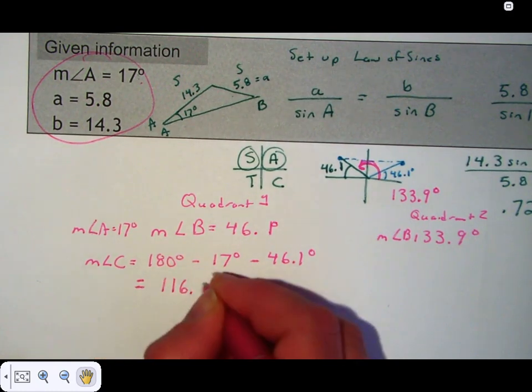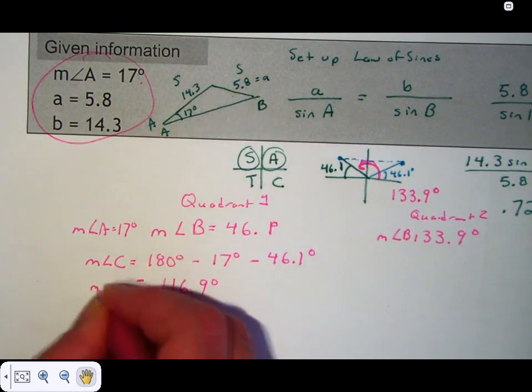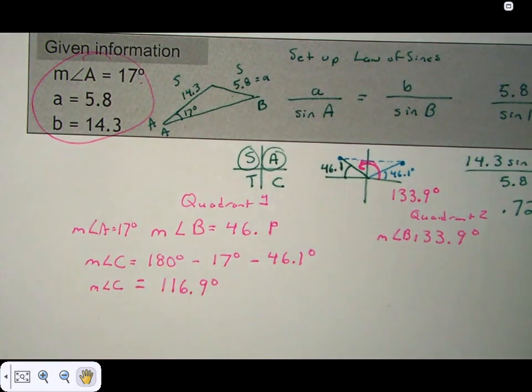116 point 9. Okay. Now, when it asks you to solve a triangle, that means find all the sides and all the angles. So if you look, I've got A and A. I've got B and B. Do I have both C's? No, I'm missing little c.